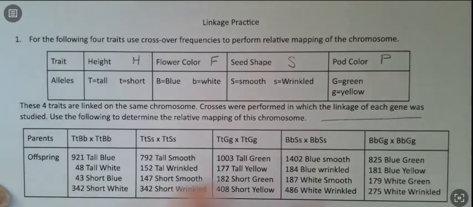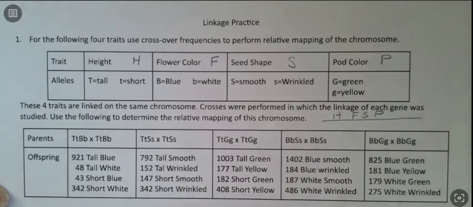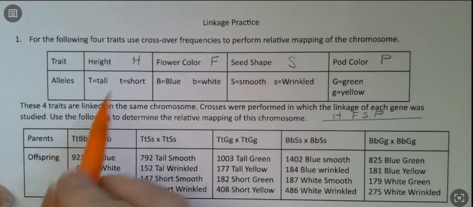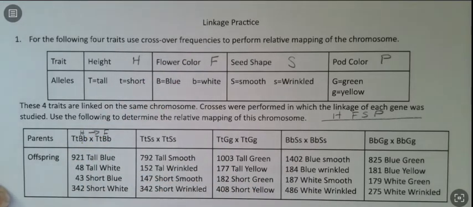I want to know on this chromosome, what order are they? Is it H, F, S, P, or is it something else? To do that, we need to see the relative distance between each of these genes. Here I went from height to flower color, the B's. I crossed two parents heterozygous for each trait, and these are the results I got.